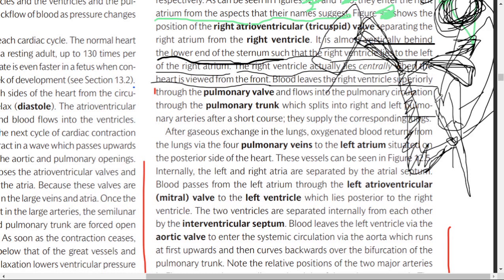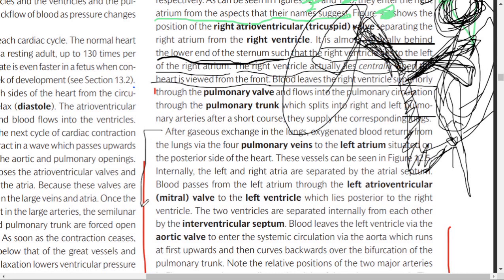This is the left lung. Of course, the left lung is a little bit smaller than the right lung. This is the right lung. And this is where they go. This is the right and left pulmonary arteries. After a short course, they supply the corresponding lungs.